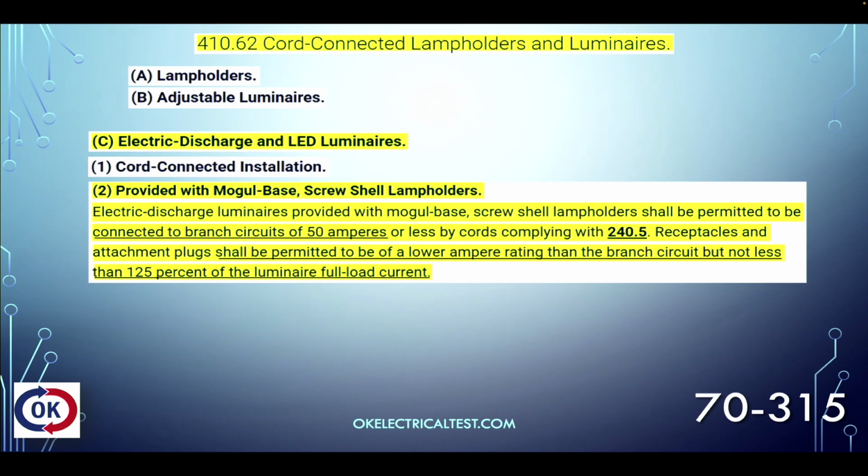Let's go to 410.62, cord-connected lamp holders and luminaires. We're going to skip letter A and letter B. We're going to jump down to letter C, electric discharge and LED luminaires. And number 2, provided with a mogul base screw shell lamp holder. Electric discharge luminaires provided with a mogul base screw shell lamp holder shall be permitted to be connected to branch circuits of 50 amps or less by cords complying with 240.5. Receptacles and attachment plugs shall be permitted to be of a lower ampere rating than the branch circuit, but not less than 125% of the luminaire full load current.